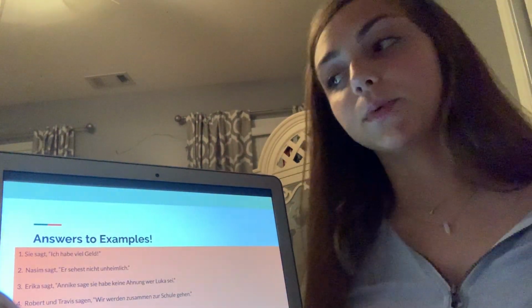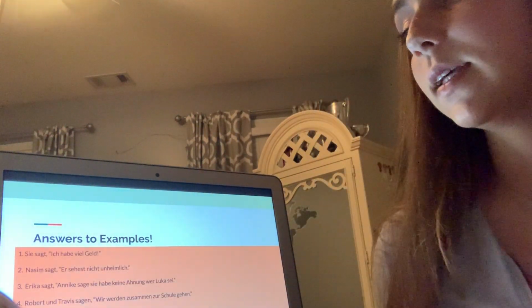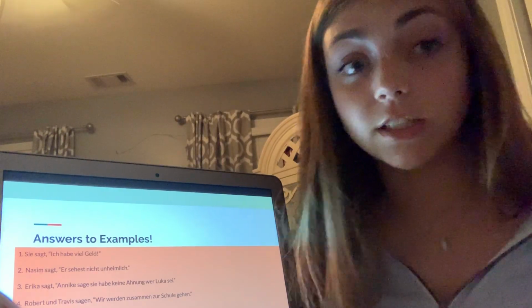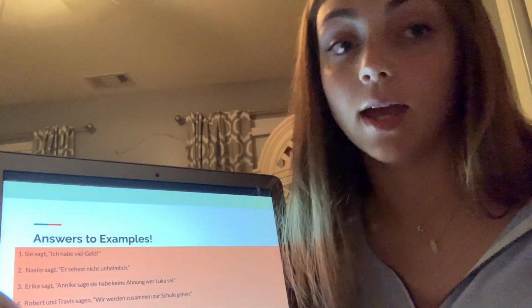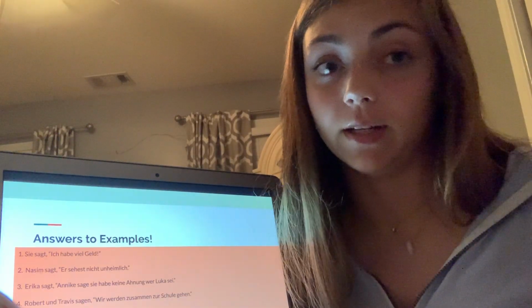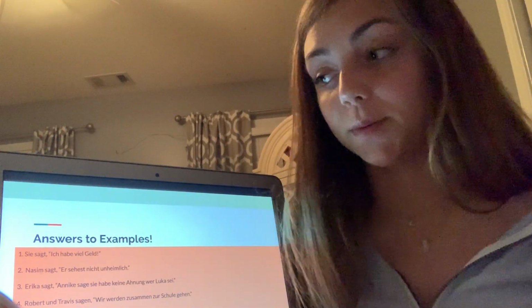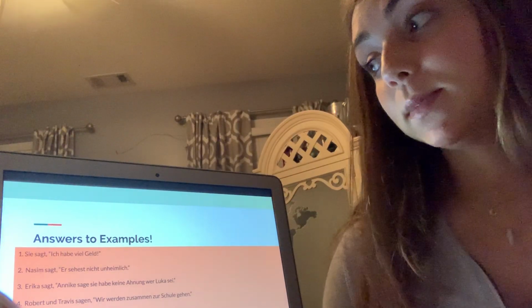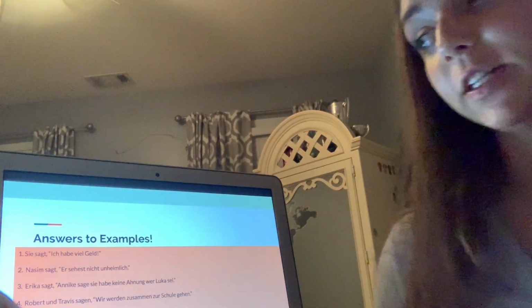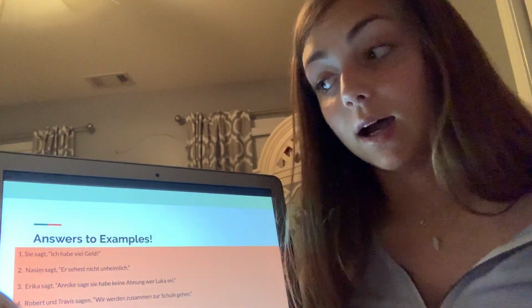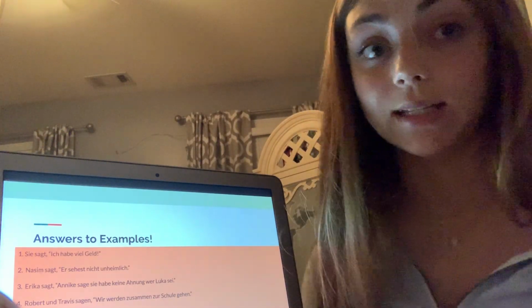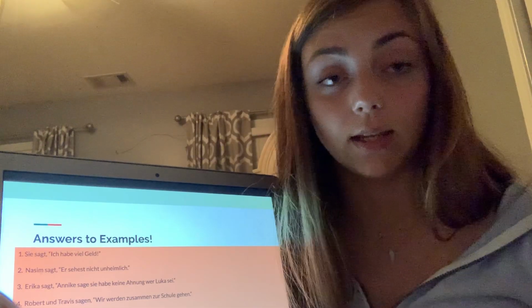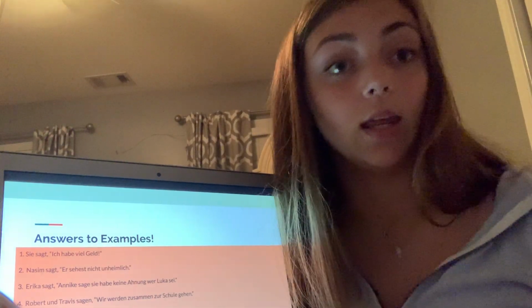So the answers to the examples. Number one is Sie sagt, ich habe viel Geld. Nothing changes, because nothing changes from the established conjugation between subjunctive 1 and normal present tense verbs. Number two, Nassim sagt, er erzähle nicht unheimlich. So we're changing the st to e, because erzählen for er is the same as the ish conjugation in subjunctive 1.